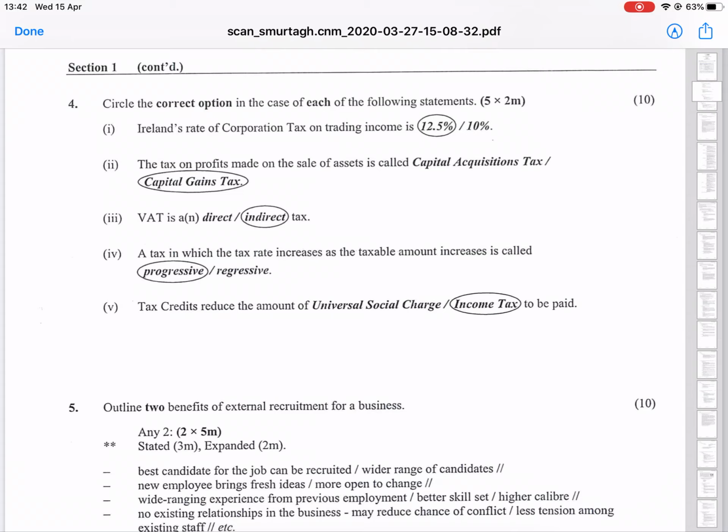A tax in which the tax rate increases as the taxable amount increases is called a progressive tax. So progressive basically means the more you earn, the more you pay. A typical progressive tax will be something like PAYE, because you've got your different rates. So the more you earn, you pay the standard rate or the higher rate. Whereas a regressive tax means the tax is the same for everybody.